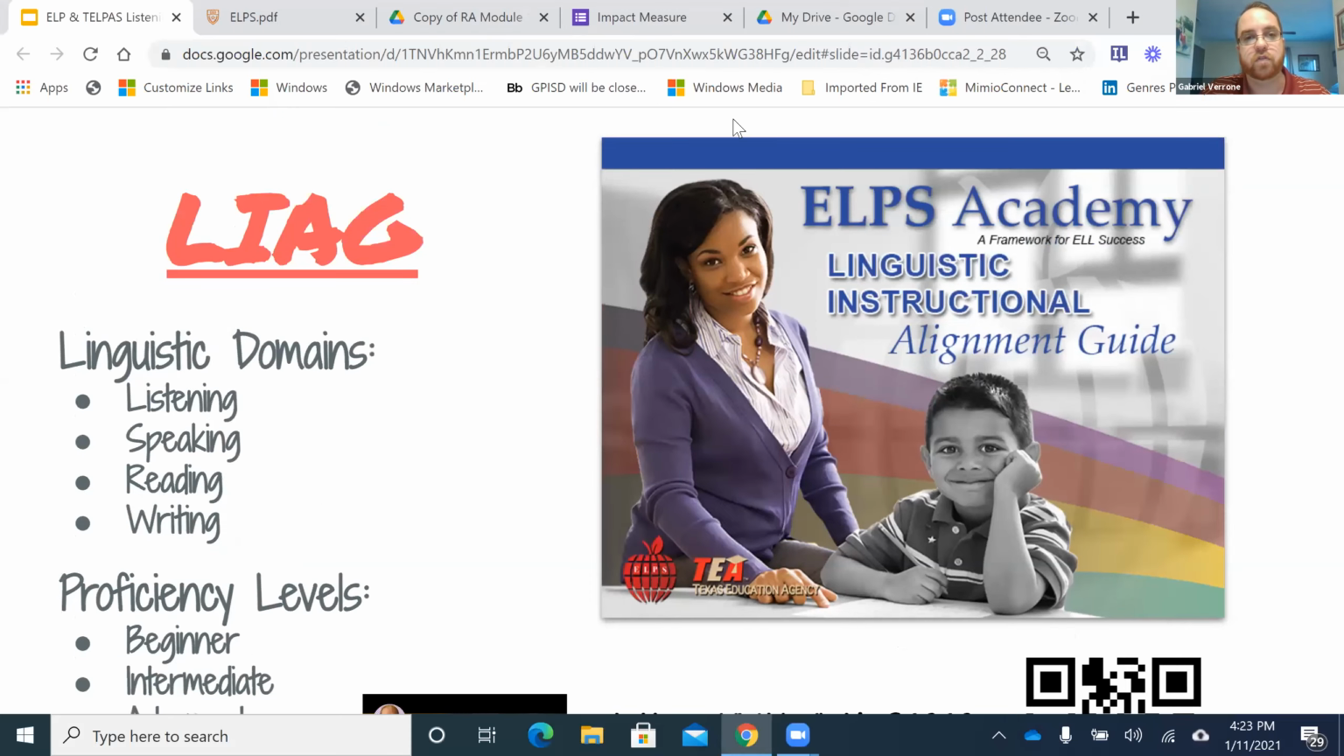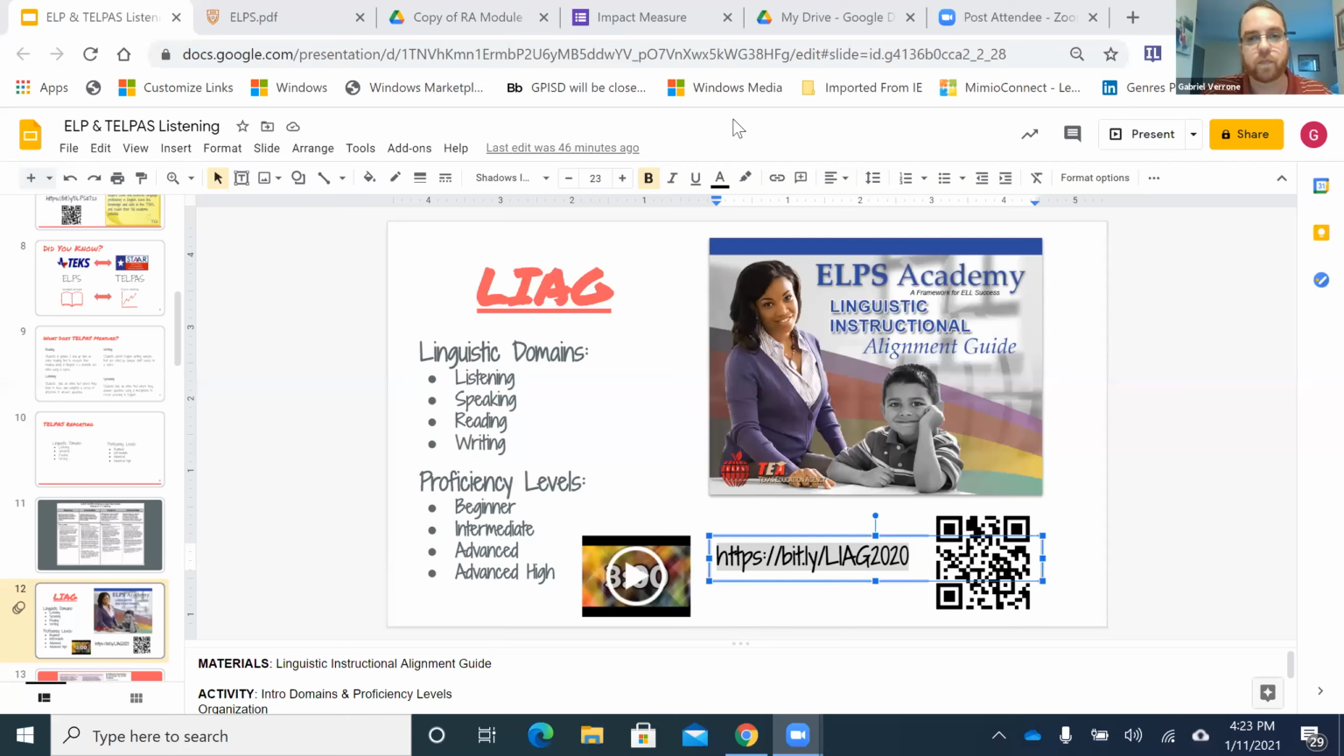All right, so let me stop my share. And I'm going to give you 3 minutes. I realize that's a very short amount of time. What I want you to do is open up the link, go to pages 4 and 5, and take a look at the proficiency descriptors. And then what you're going to see, let me share my screen one more time. This is what it's going to look like once you open that up.